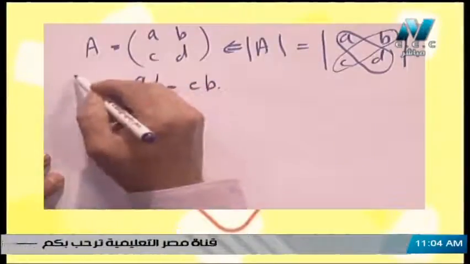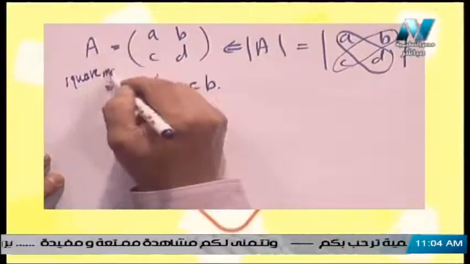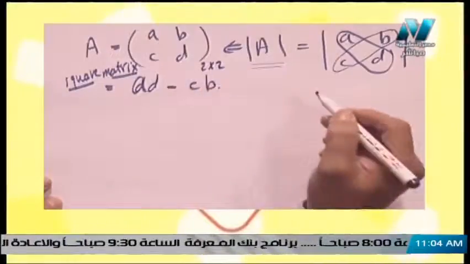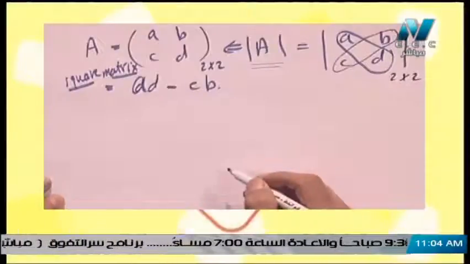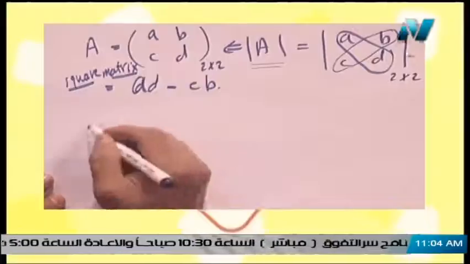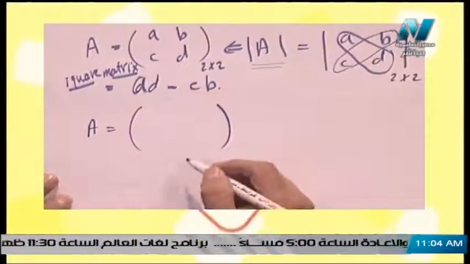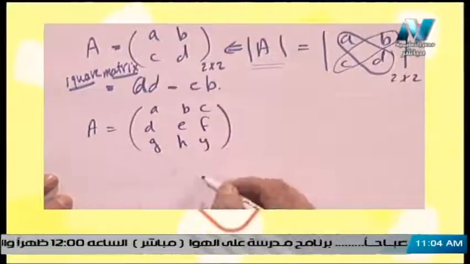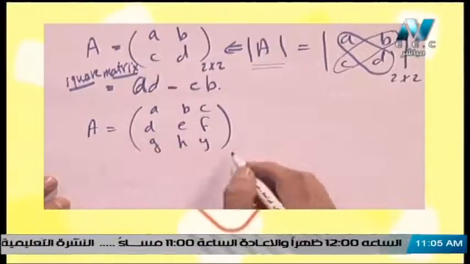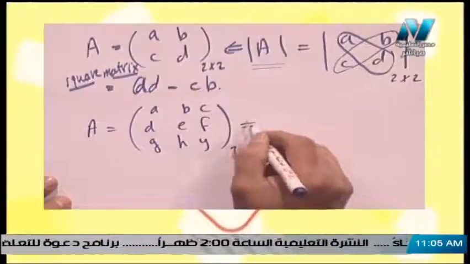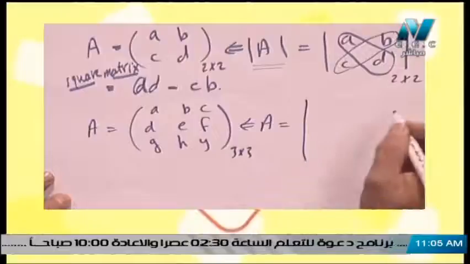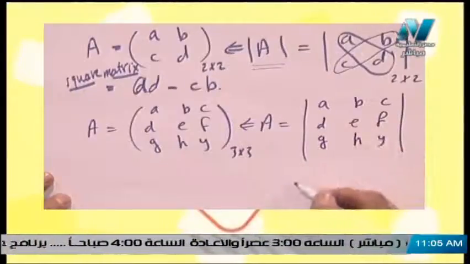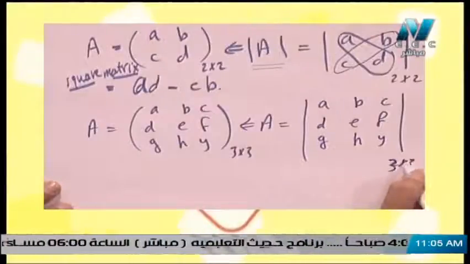So a square matrix can be converted into a determinant. It is now a 2 by 2 matrix, and this determinant is a 2 by 2, or second degree, determinant. We have another determinant. If we have A equal to a square matrix like that, A, B, C, D, E, F, G, H, I, it is a 3 by 3 matrix, and we can find its determinant, which has the same elements A, B, C, D, E, F, G, H, I. So it is the third degree determinant.